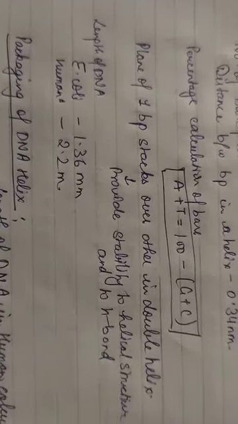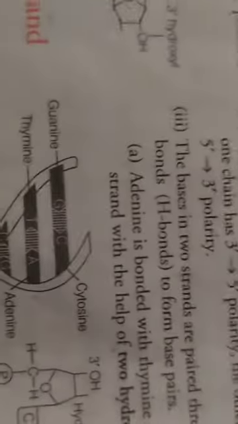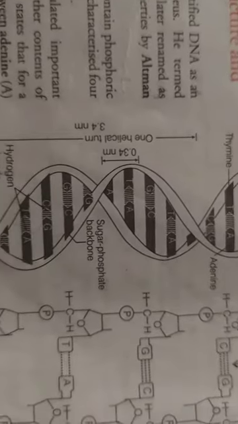The plane of one base pair stacks over the other. See here, the plane of one base is just stacked over the other. See here, it is just stacking over the others. Here also you all can see it: G by C, T by A, G by G, C by G. They are stacking over each other.